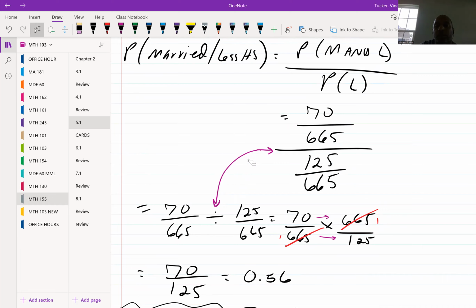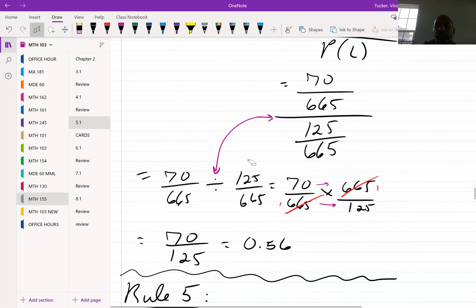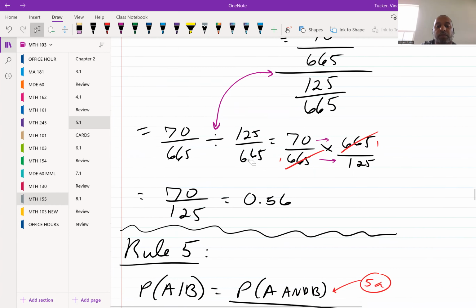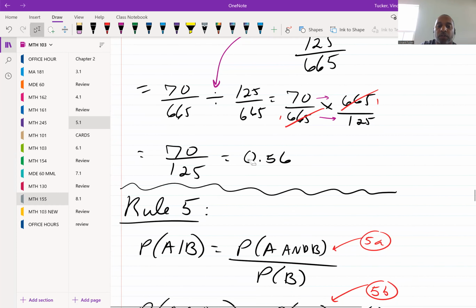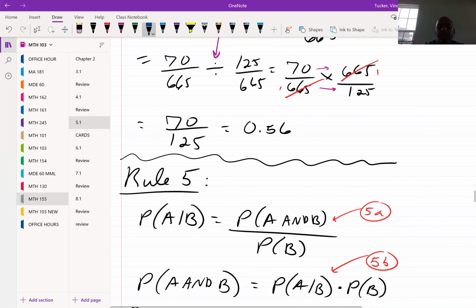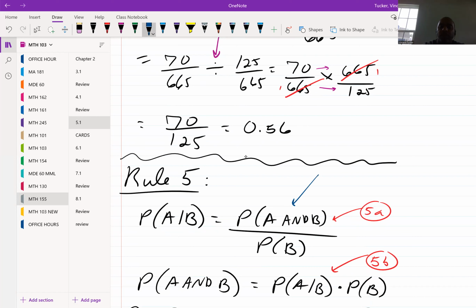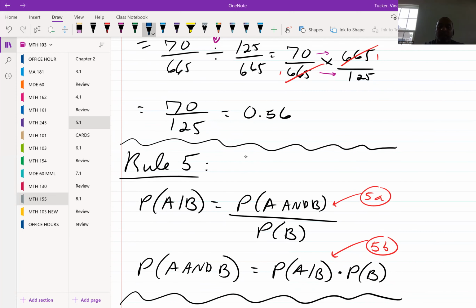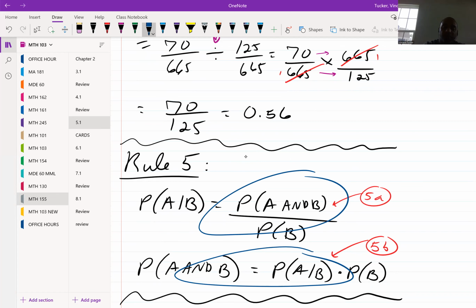All right, any questions? You want to scroll up? So they label, remember we had a few rules. We had rule 1, 2, 3, 4. So this is actually rule 5, the conditional rule for the probability. And then you can also manipulate it and multiply the probability of B to both sides. So both of these are the same rule, just manipulated a little bit.